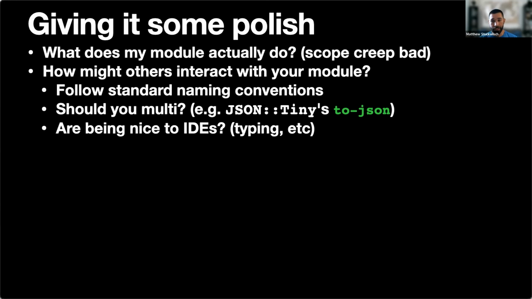Being nice to IDEs, typing is one of these. I get it. Raku is a gradually typed language. We can pretty much ignore types 99% of the time if we want to. But if we have functions that we write and we actually define what the return value is, then code completion is greatly enhanced inside of Comma, for instance.